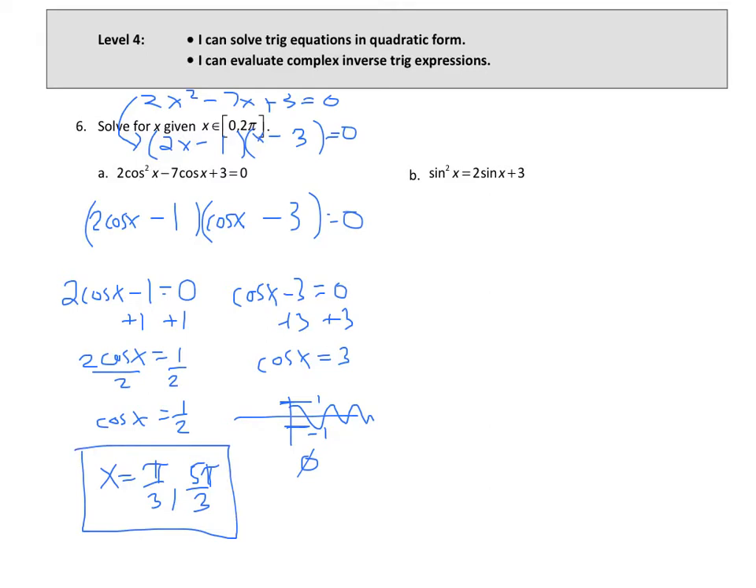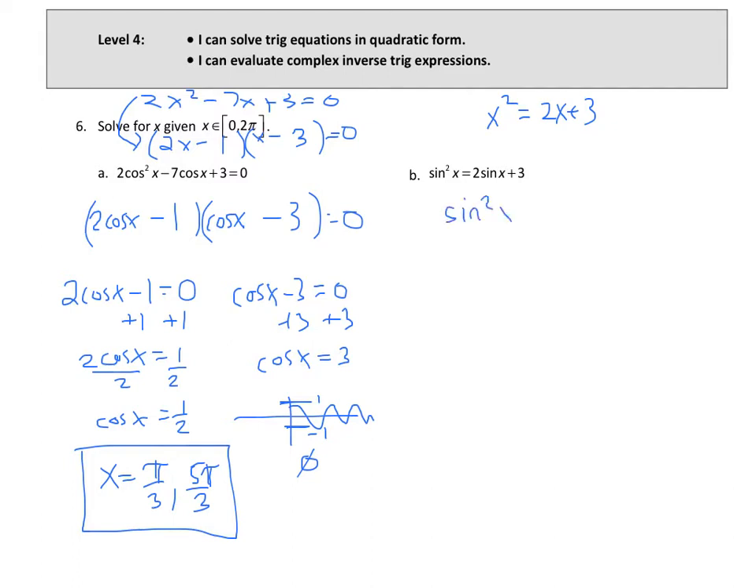This next example is similar. Feel free to pause me and try it yourself. If not, what we would do is get everything to one side, set it equal to 0, and solve. If you're more comfortable factoring x squared equals 2x plus 3 first, feel free. But I'm just going to go straight to this trig equation.